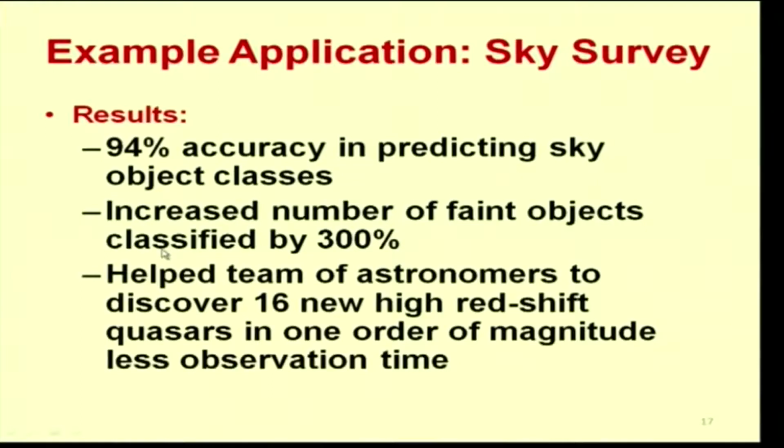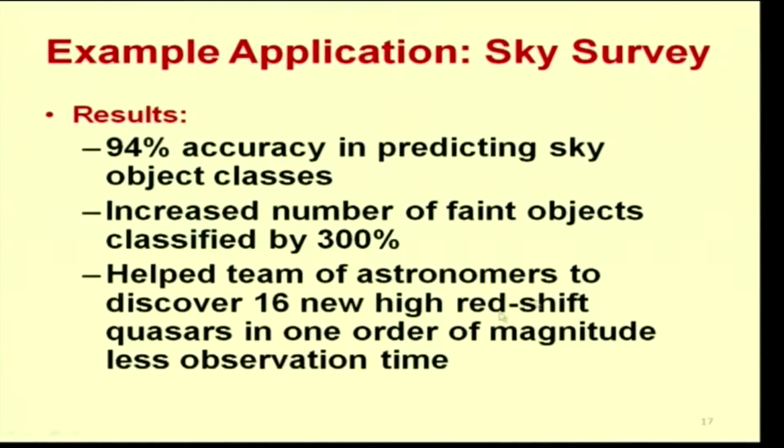So, what you are trying to do is take a large number of sky objects with their features, and depending upon the features, put them into classes. There was 94% accuracy and a 300% increase in the number of faint objects classified because of the pattern, and you try to fit into that pattern. Even if some of the attributes are missing, you can still fit it in.